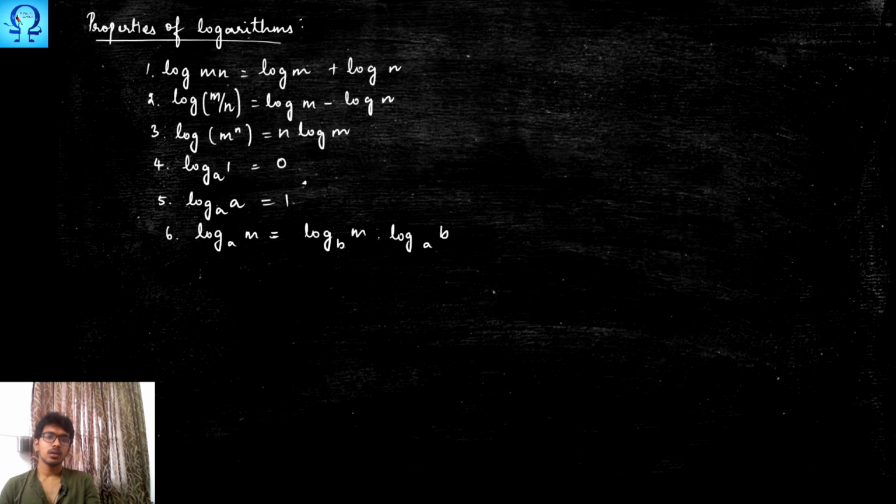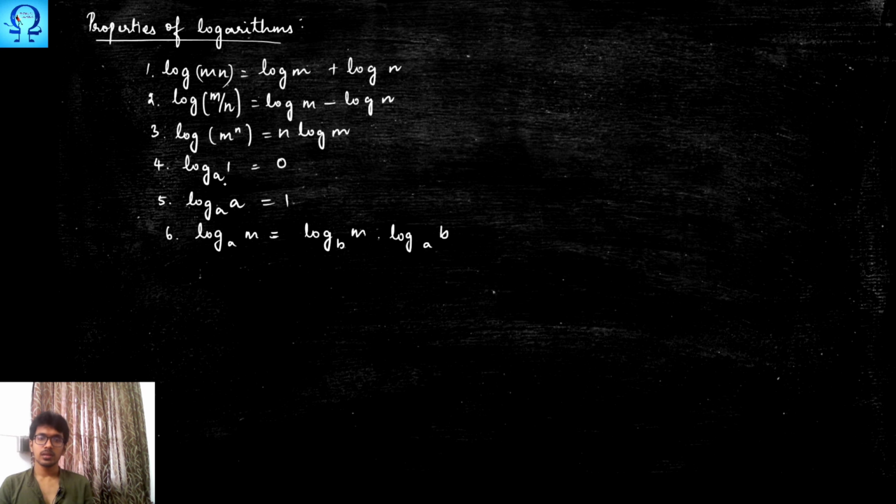So the first property is: if you have the log of a product of two functions or two values, you may split it as the sum of the individual logs. And when you have division, you will have minus in the place of plus. That's it. And if you have log of m power n, you can write it as n times log m. That is the third property. And here, I have not specified any base, which means these properties are applicable for any base.